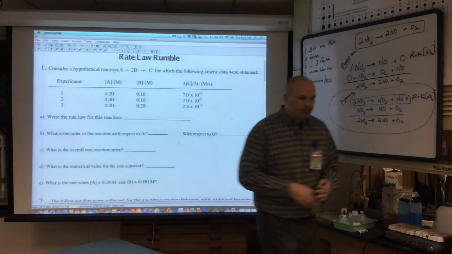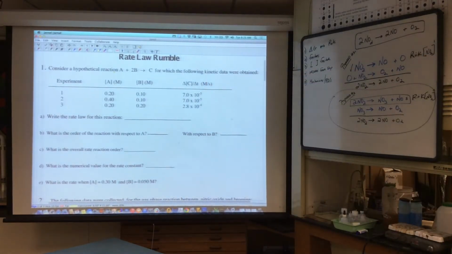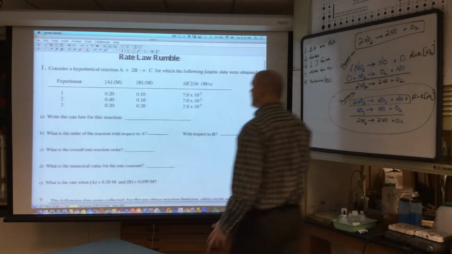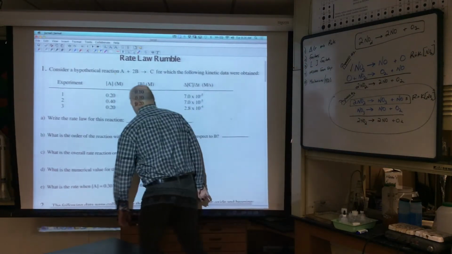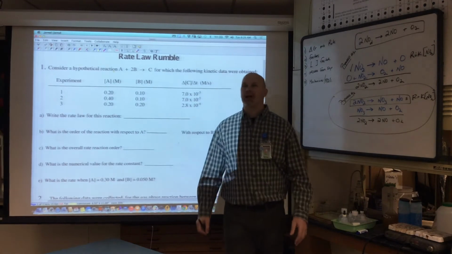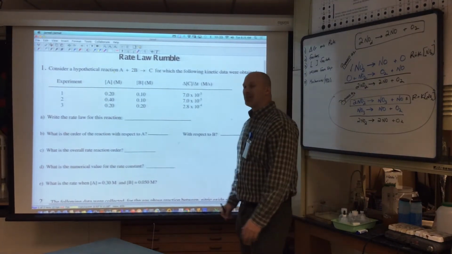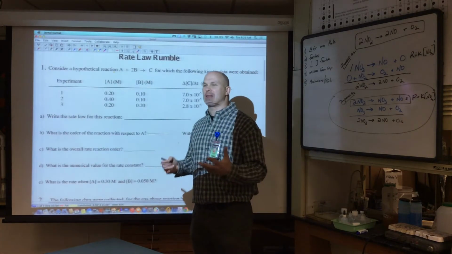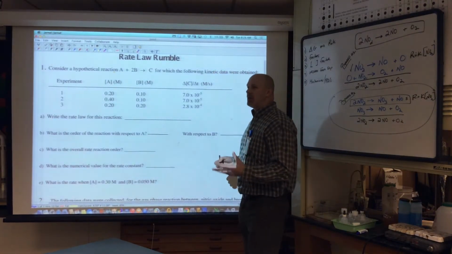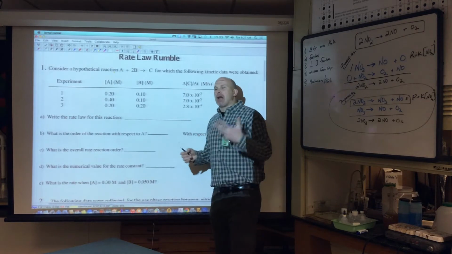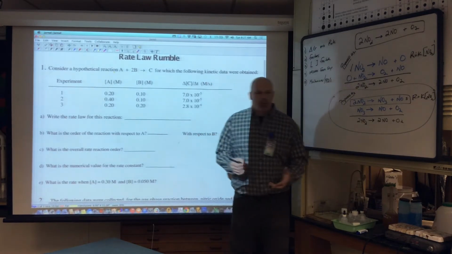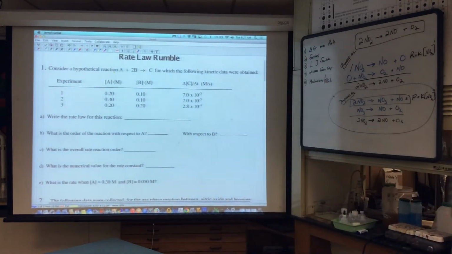So let's go to the data. Now, a lot of times you can eyeball these data tables. Sometimes you can't. I'm going to show you first how you would set this up as a college student, and then I'll show you how you can eyeball these for quicker ways to solve them because of the time constraints that you may have.